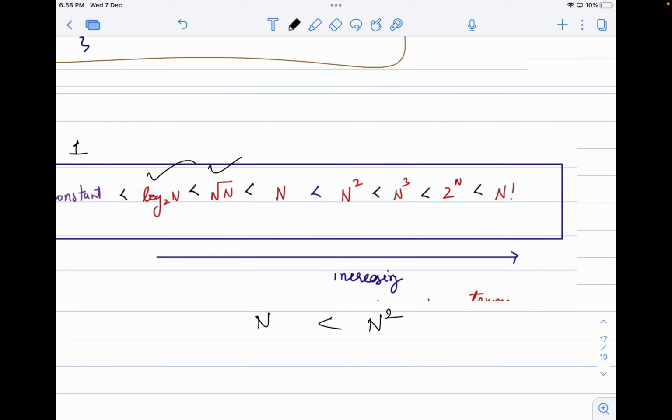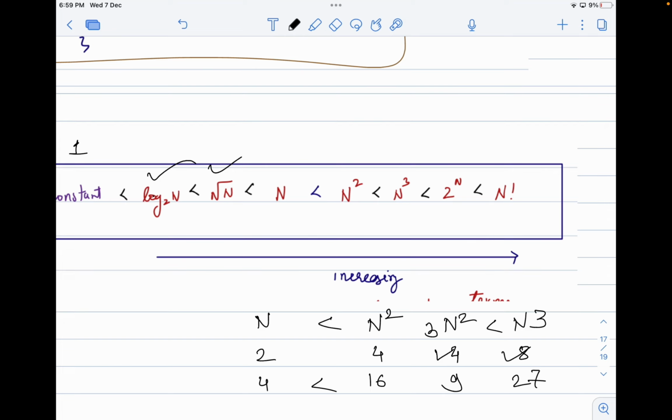Now next, n is less than n square. Obviously everyone knows this. If your n is 2, then n square will be 4. If it is 4, it will be 16. So your n square will always be greater than n. And the same next thing, n square is less than n cube. If your n is 2, it will be 4 or 8. If your n is 3, it will be 9 and 27. So n square is always less than n cube.